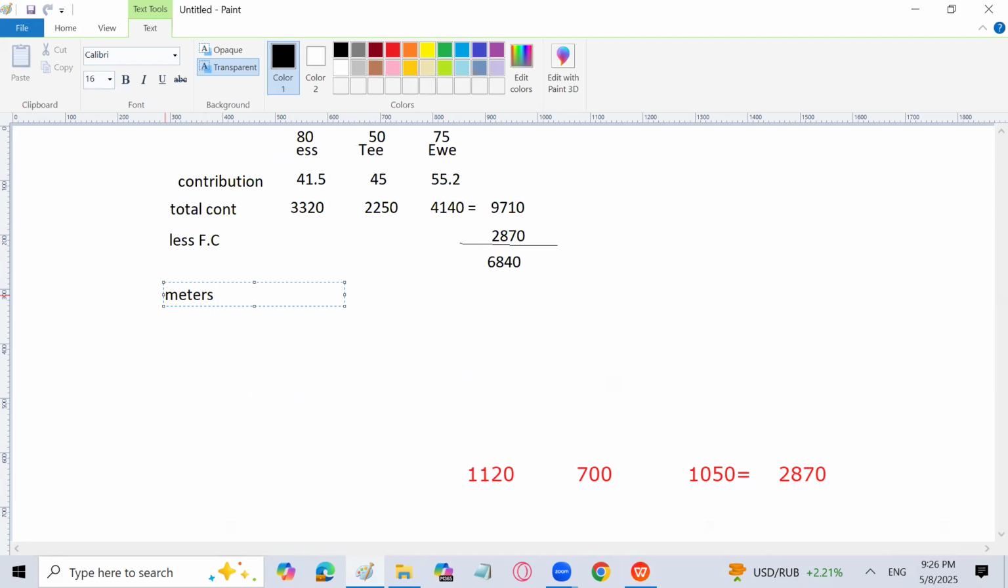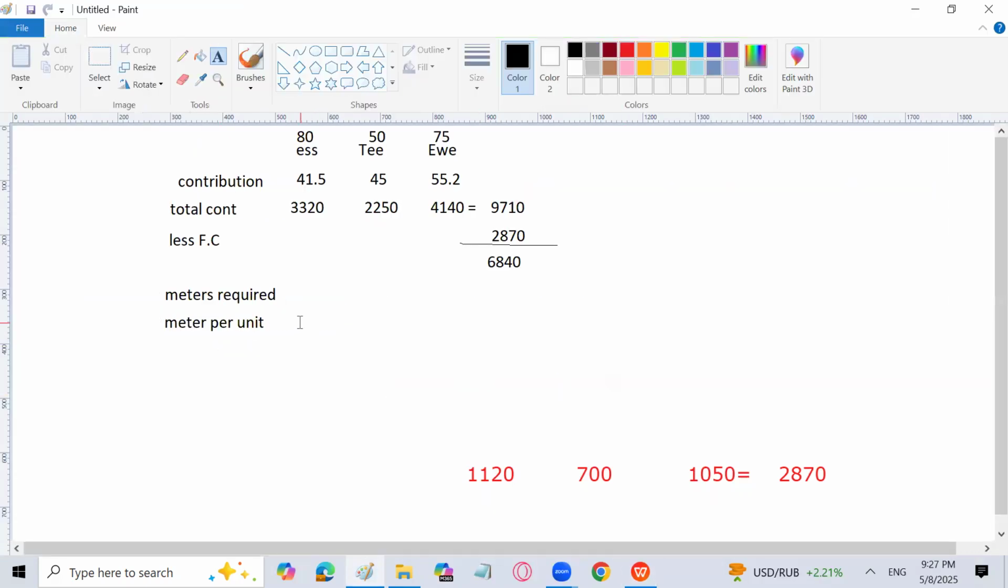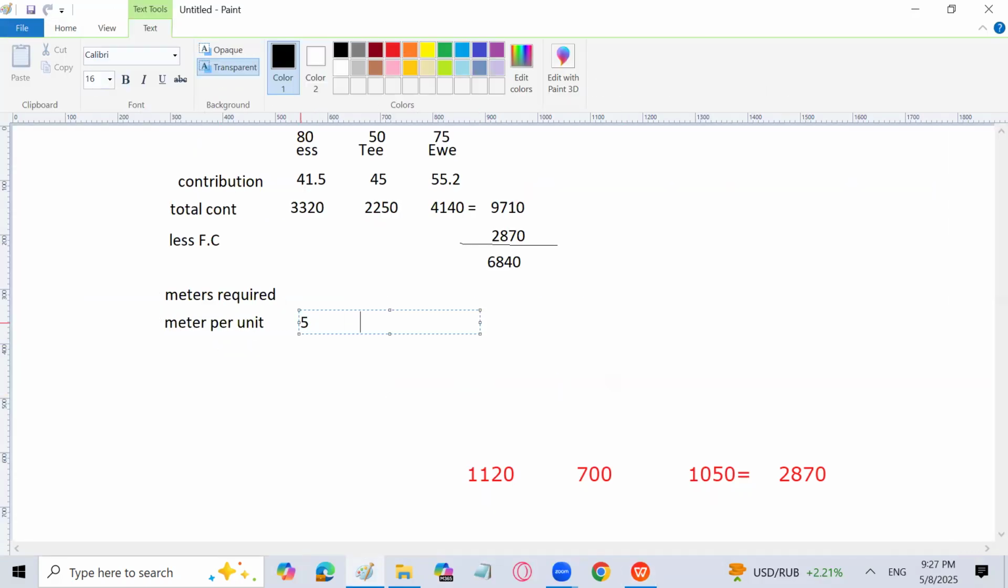Meters required. I will write here first, meters per unit. So how many meters per unit is required to produce the units? 5, 6, and 8. Let me write 5 for S, 6 for T, and 8 for E. Now multiply it: 80 into 5, because we are going to produce 80 units.